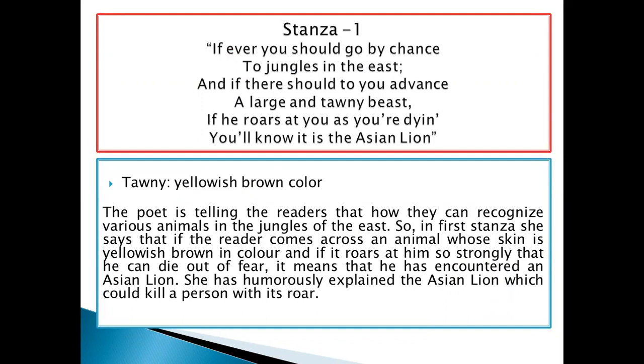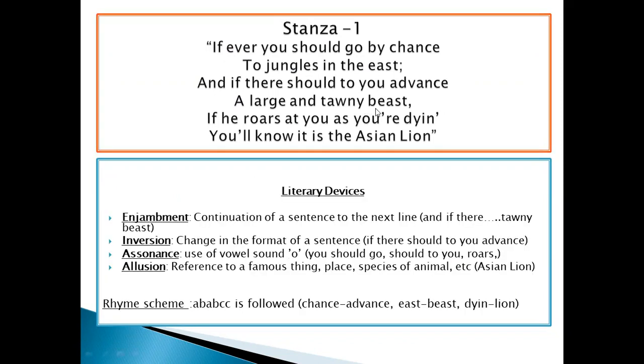In the first stanza, she says that if the reader comes across an animal, the word written here is tawny, tawny beast. Tawny means yellowish in color. So it means the yellow-colored skin of the animal. So it is very difficult to identify that animal. Here, if it roars at him so strongly that he can die out of fear, it means that he has encountered an Asian lion. She has humorously explained the Asian lion, which could kill a person with its roar.